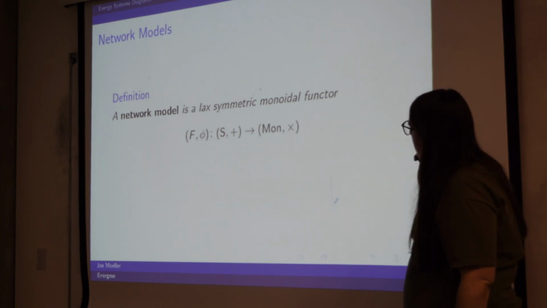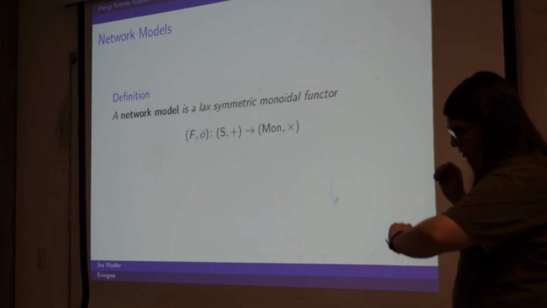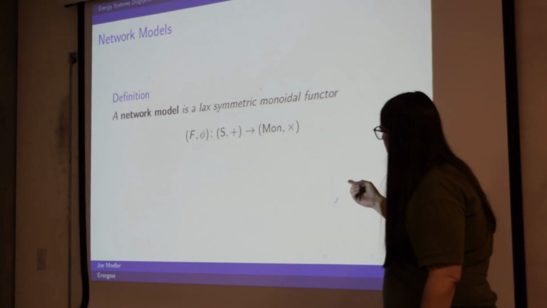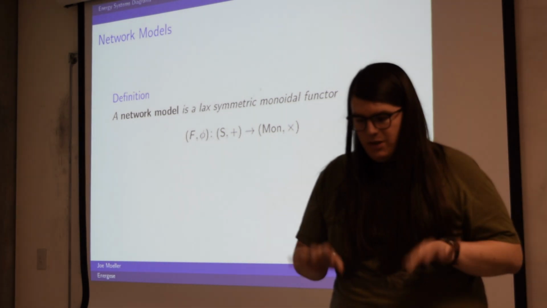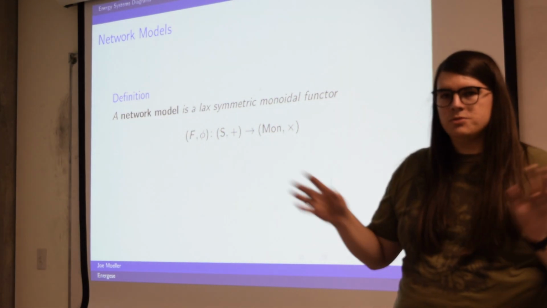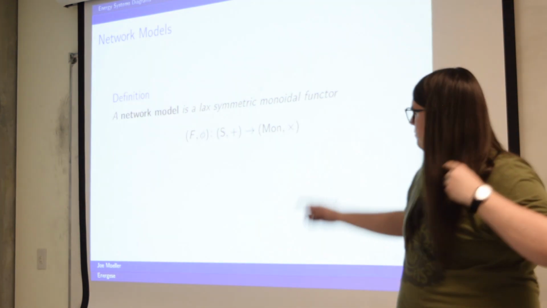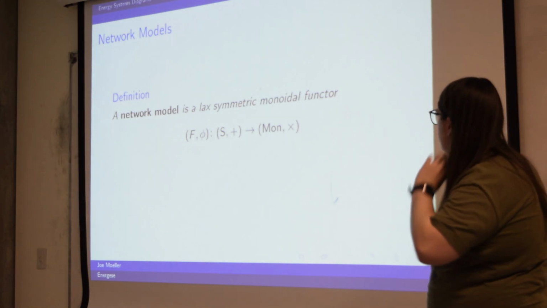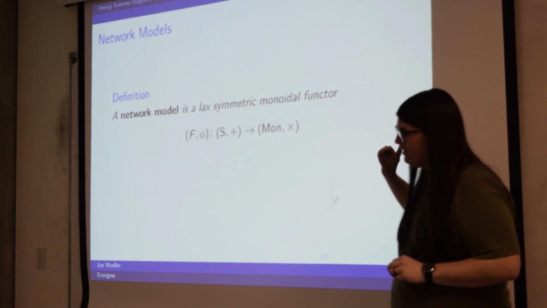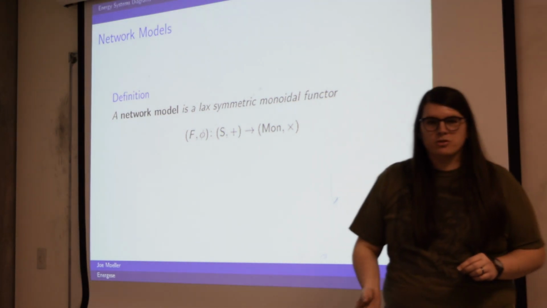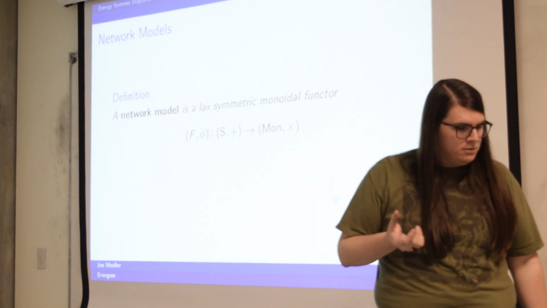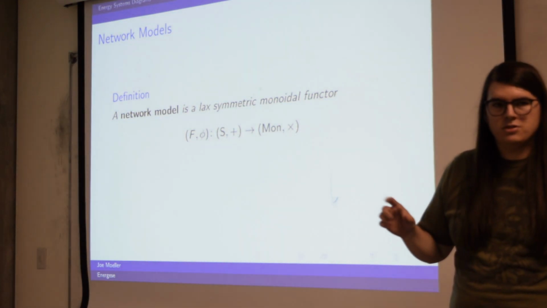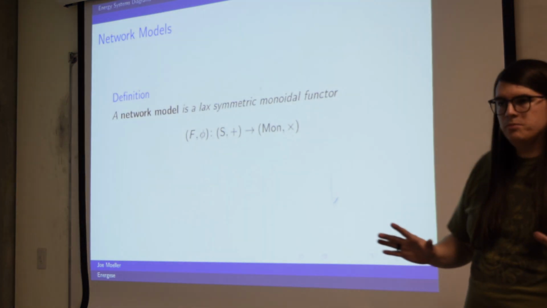So here's the definition. A network model is a lax symmetric monoidal functor from S, which is the skeleton of finite sets and bijections I was describing before. So it's an equivalent category. You could write FinBij there if you wanted, and it would be perfectly fine. But now I'm considering coproduct, I'm considering disjoint union as a monoidal structure on that category. And I didn't want to call it coproduct just now, because it's not a coproduct in the categorical sense. It's just a monoidal product.